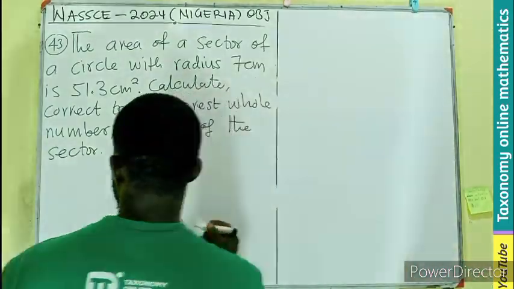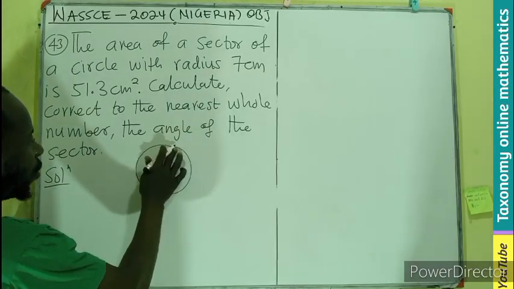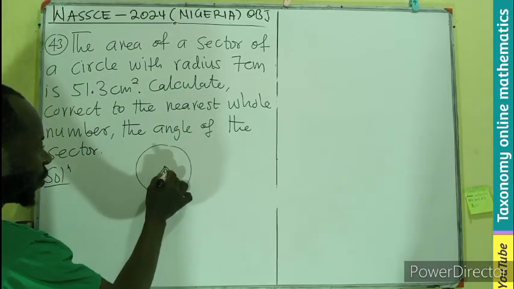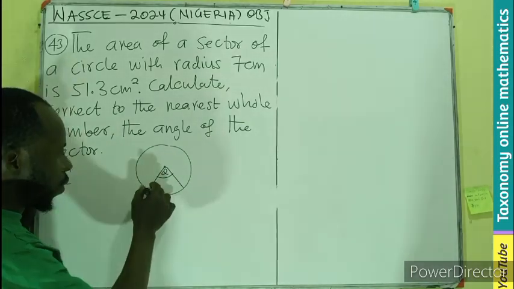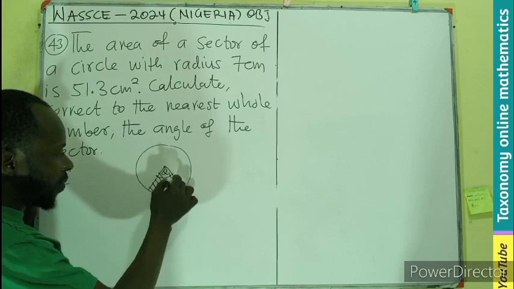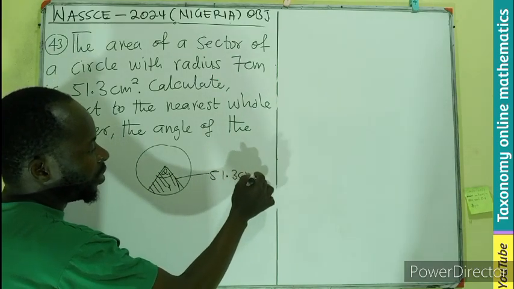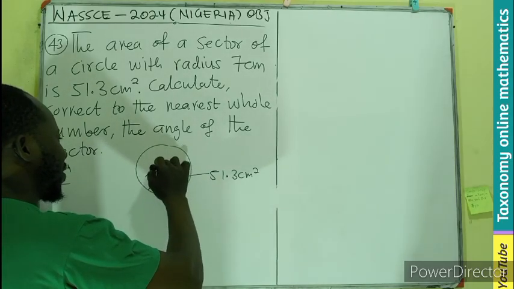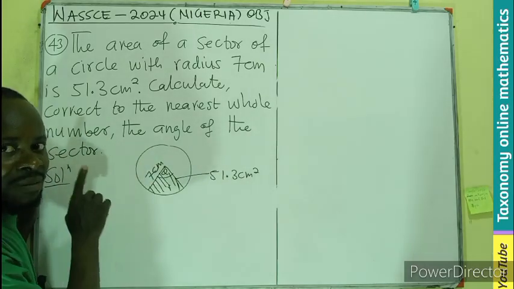So if you have your circle, we know a sector is a region between two radius and an arc. So the area of the whole of this is given as 51.3 centimeters squared, whereby the radius has been given as 7 centimeters. So these are all the information presented by the question.